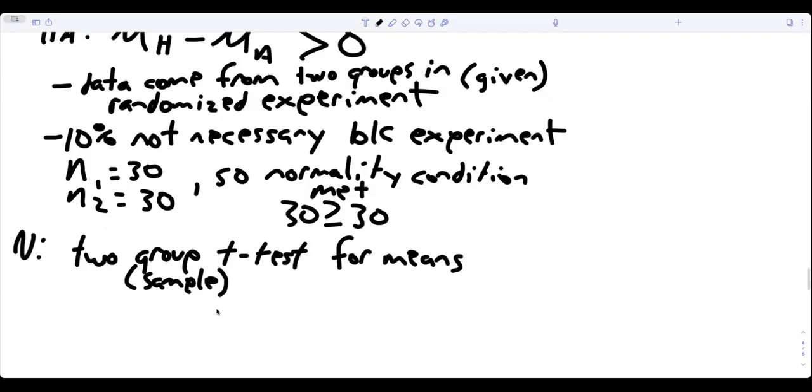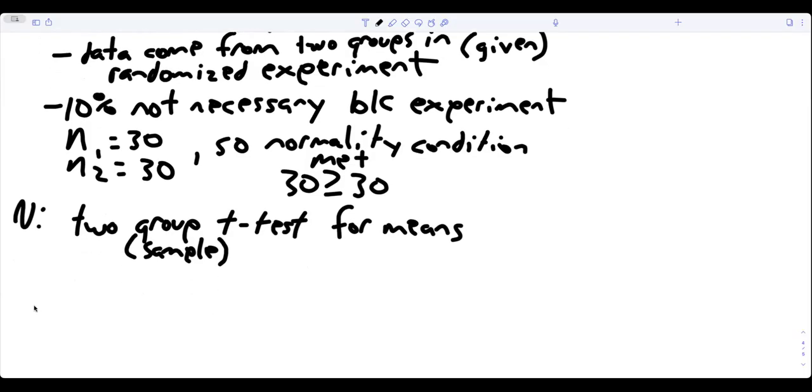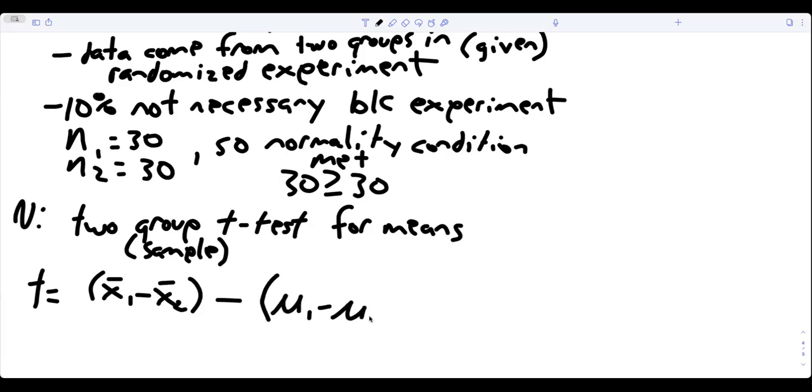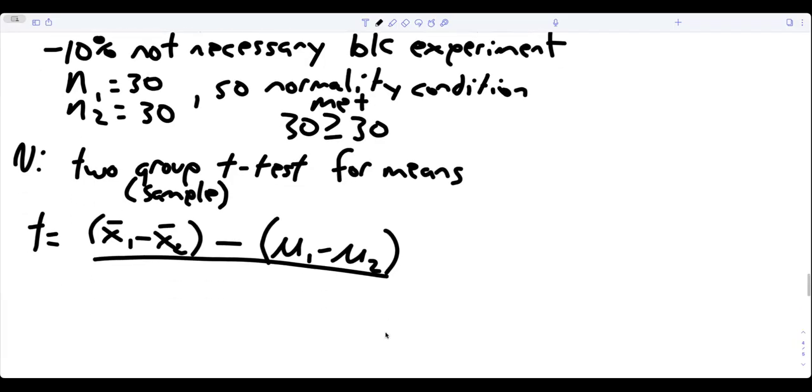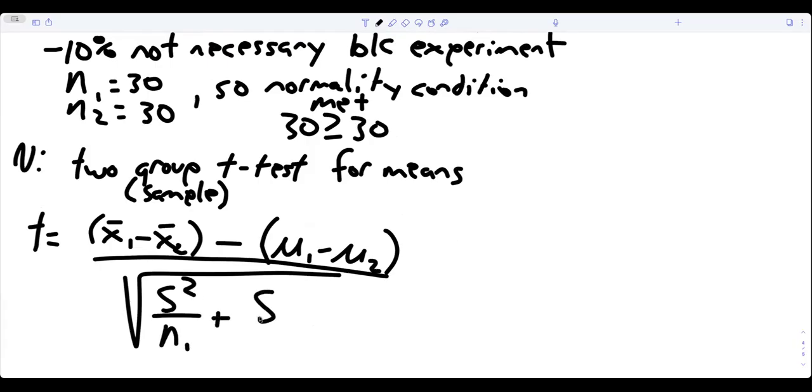All right, can we do the formula without looking? T equals. What's my statistic? X bar 1 minus X bar 2. Minus, what's my parameter? Mu1 minus mu2. And what's my standard deviation here on the bottom? It's going to be the square root. All right, and we've got the standard deviation squared over N1 plus standard deviation squared over N2.